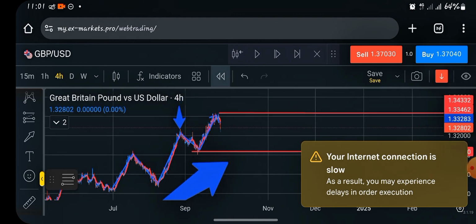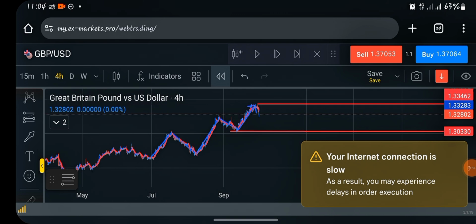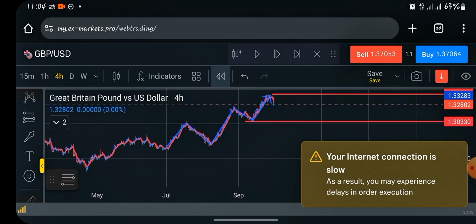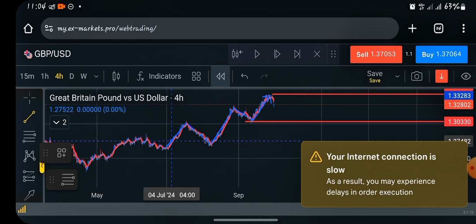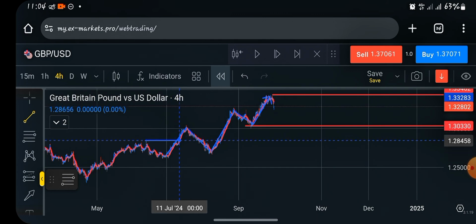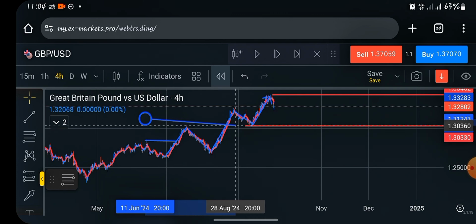Step 3. Spot the break of structure. Now here's the good part. Look at this higher low. The moment price breaks below it, that's a break of structure. It's the market telling you something has changed. Draw a horizontal line at the broken low and label it BOS. This is often followed by a retest, which gives you a second chance to get in or stay out.